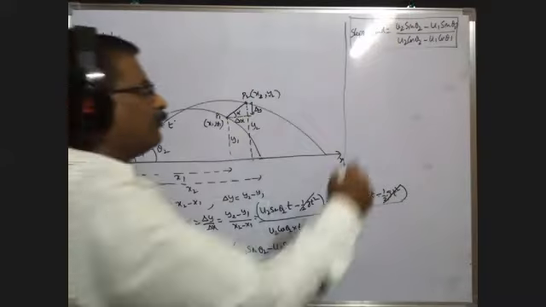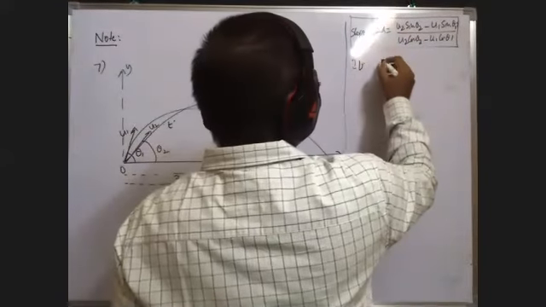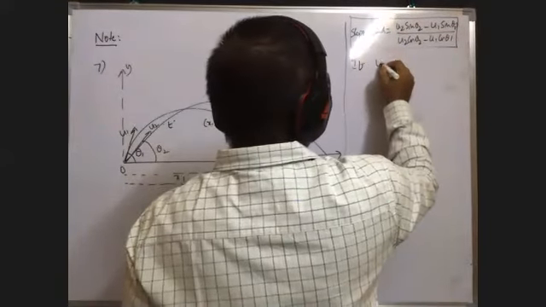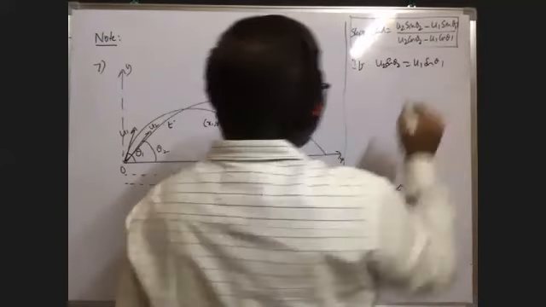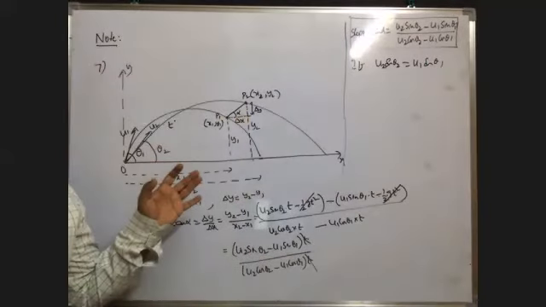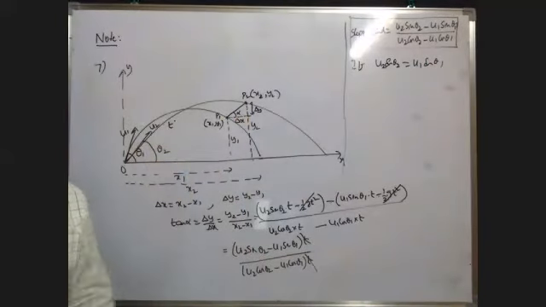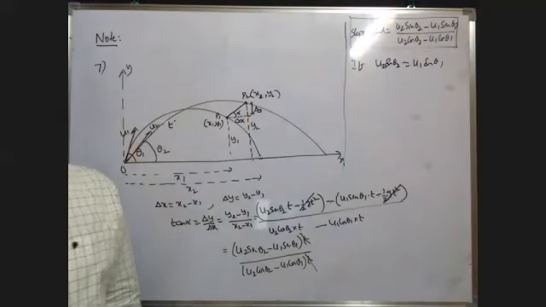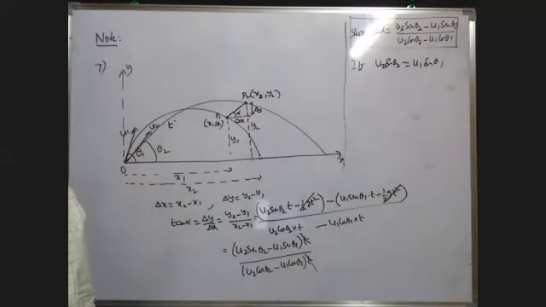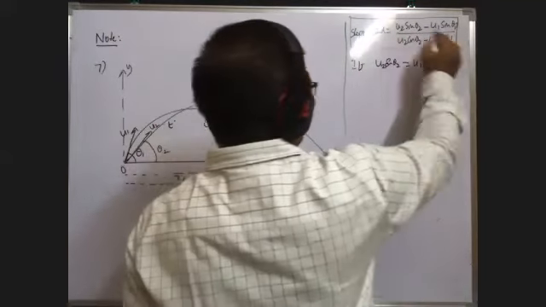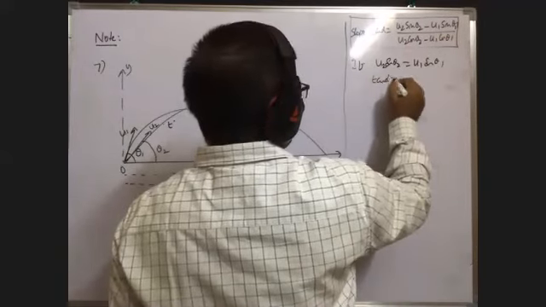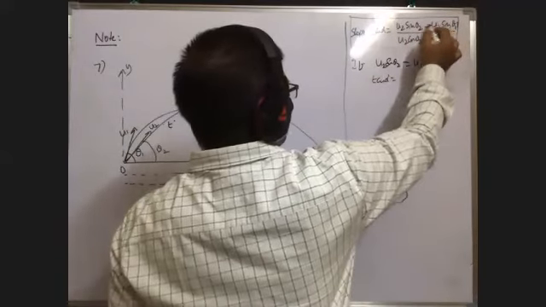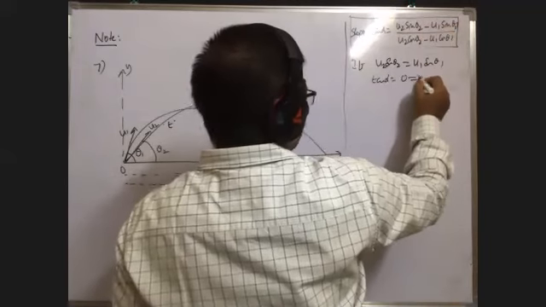Okay, if the vertical components of velocities are equal, u2 sin theta 2 is equal to u1 sin theta 1. Suppose both the projectiles have the same initial vertical components. What about the alpha value? In that case, tan alpha is 0 by something, that's 0, which implies alpha is equal to 0.